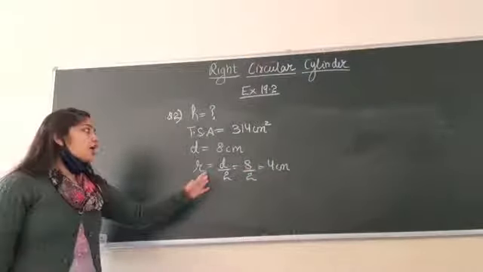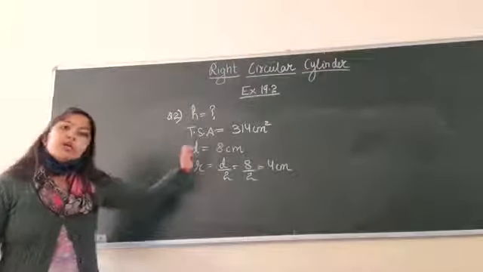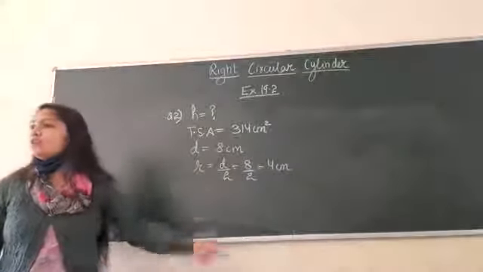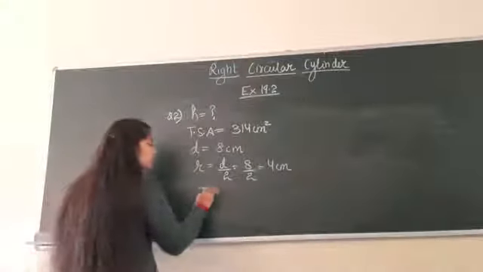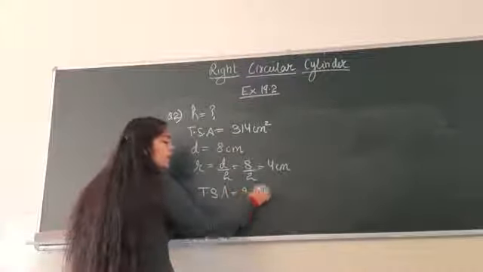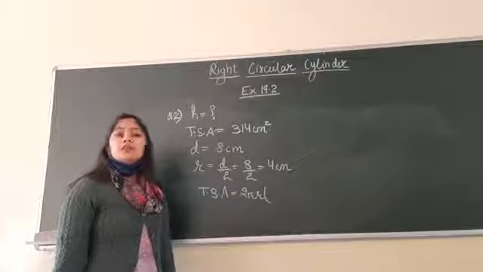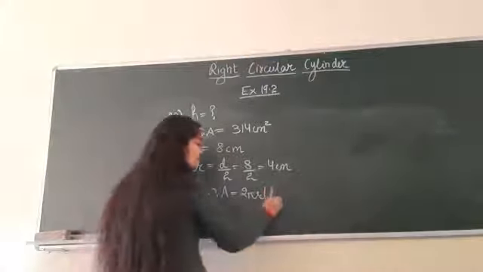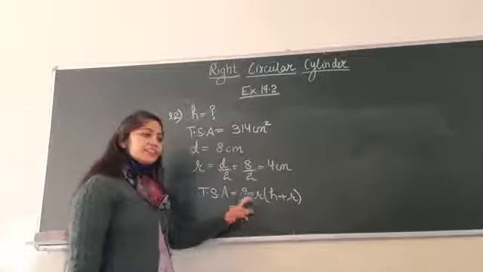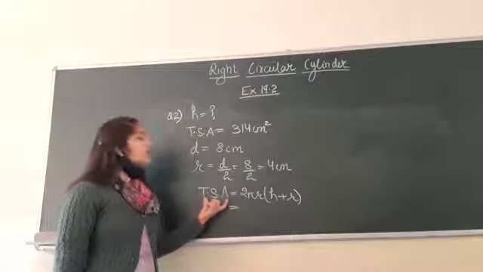Okay. Now we have to calculate height, and what is given to us? Total surface area. So we will apply the formula of total surface area, right? So total surface area is equal to 2 pi r. Then in bracket what I will write? h plus r. Okay. So let us substitute the values now. In place of total surface area, what I will write?